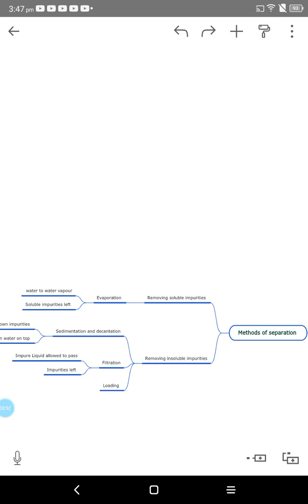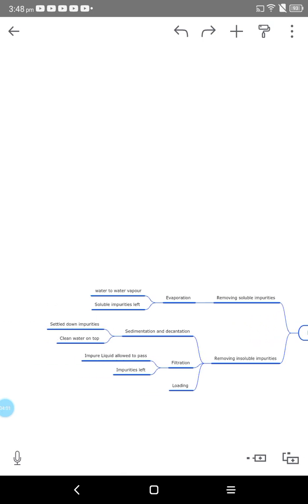Removing insoluble impurities: sedimentation and decantation, filtration, and loading. Sedimentation and decantation. Let me give you an example. If you take water with a little sand or mud and let it stand undisturbed for a few minutes, you will see that the heavier sand or mud particles settle down at the bottom of the container as sediments. This process is called sedimentation.